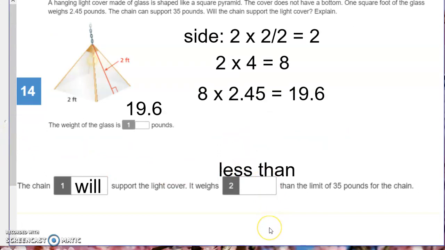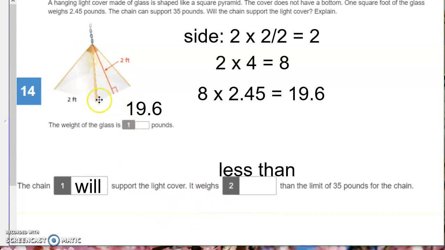Last question. A hanging light cover made of glass is shaped like a square pyramid. The cover does not have a bottom. 1 square foot of glass weighs 2.45 pounds. The chain can support 35 pounds. Will the chain support the light cover? Explain. So first thing, I don't have to worry about the bottom for this one.